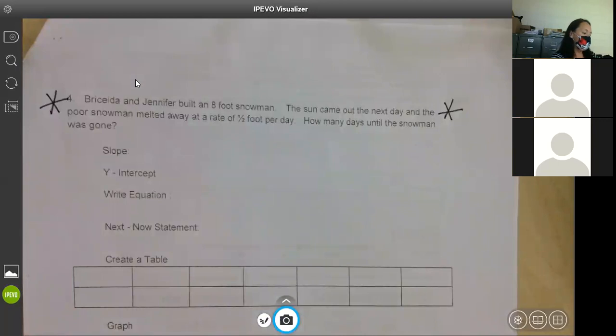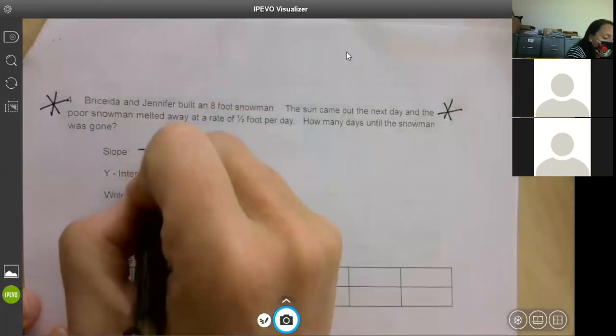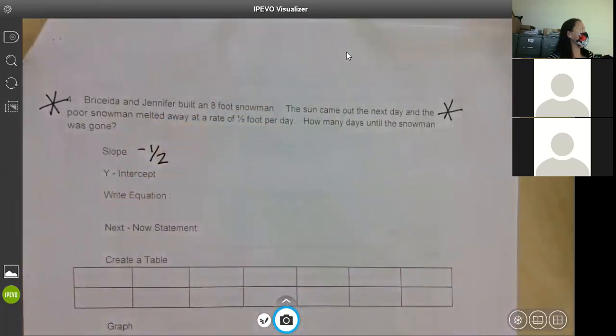All right, Brasidia and Jennifer built an 8-foot snowman. The sun came out the next day and the poor snowman melted away at a rate of 1/2 foot per day. How many days until the snowman was gone? So what's your slope? What'd he do? He melted. So what's our slope? Negative 1/2. Guys, y'all need to be on time. Our slope is negative 1/2 because he was melting, so he's getting smaller.